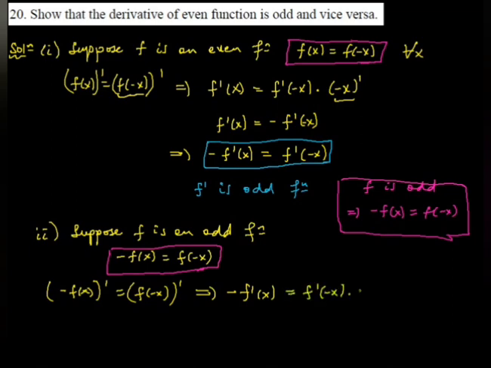And the right hand side becomes f prime at minus x times the derivative of minus x, applying the chain rule. So the derivative of minus x is minus 1.